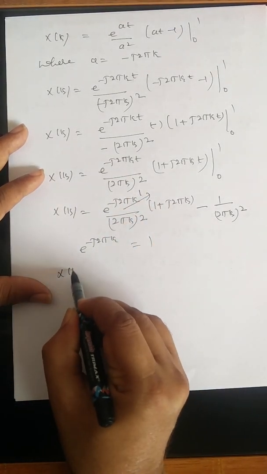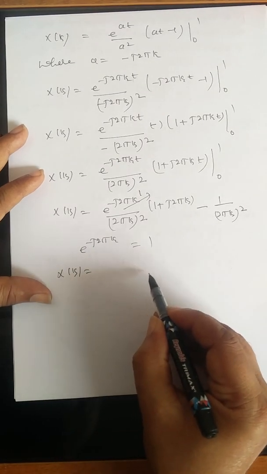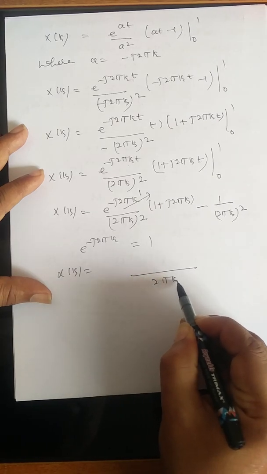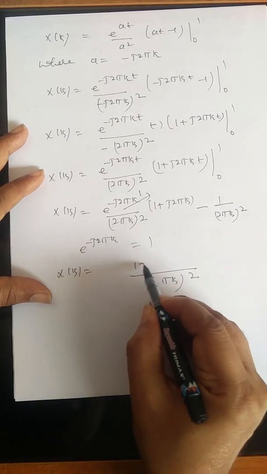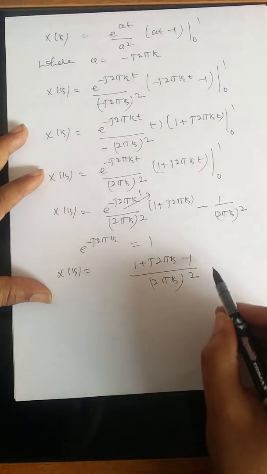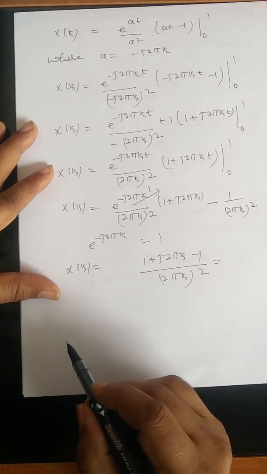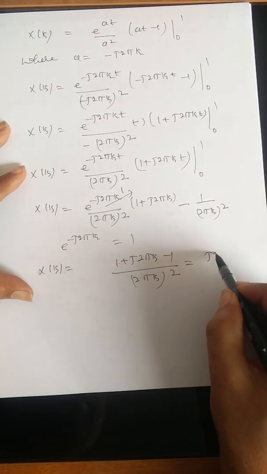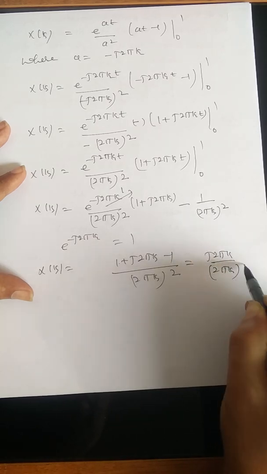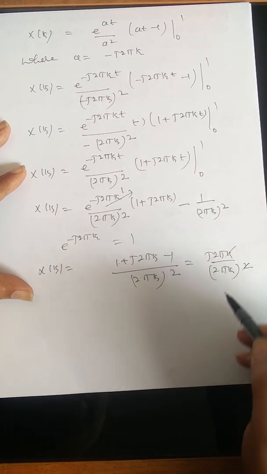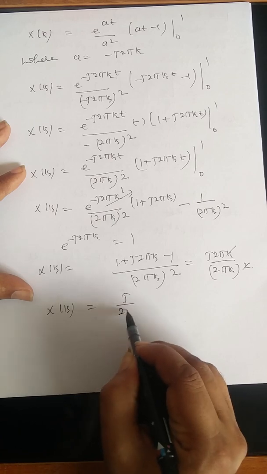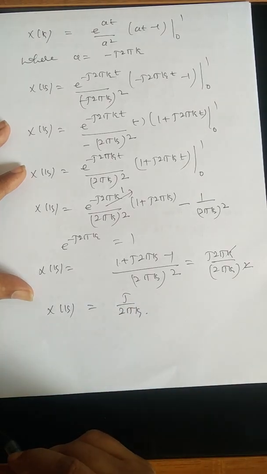Next, I can write x of k is equal to, LCM is 2 pi k whole square, 1 plus j 2 pi k minus 1. 1 and minus 1 get cancelled. The answer here is j 2 pi k whole divided by 2 pi k its whole square. One 2 pi k gets cancelled. You get x of k is equal to j divided by 2 pi k. This is the final answer.